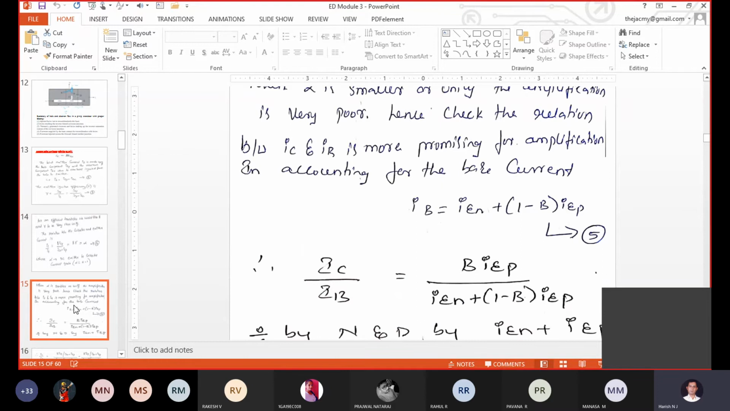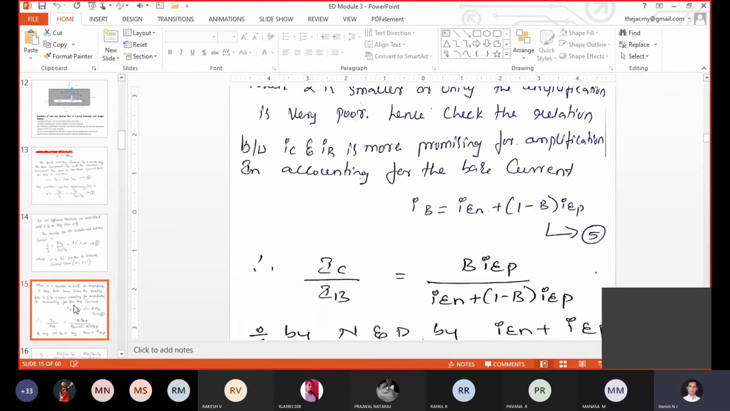I will go to the common emitter configuration. Correct. So in the common emitter configuration, which is the output current and which is the input current? IC is the output current, IB is the input current. Correct. IC we have already written in an equation. IE we have also already written in an equation, but we don't know the value for IB. So we will write the equation for IB.